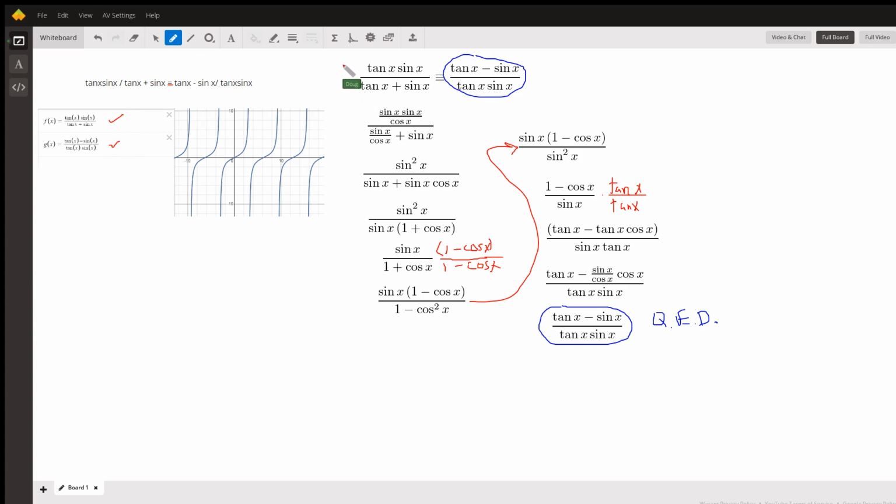When you're proving an identity, you usually pick the more complicated side and make it look like the other side. In this case, these two sides are both about the same complexity, so I chose to work on the left side and make it look like the right. Is this the only way to do this problem? I have no idea. But I did originally try multiplying top and bottom of this first identity by tangent x minus sine of x, but it kind of didn't lead me anywhere.